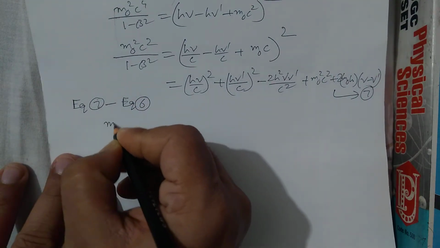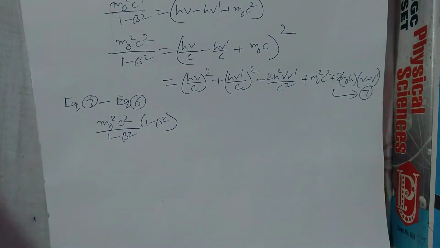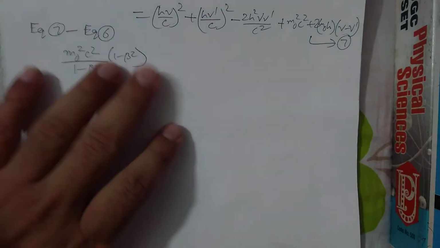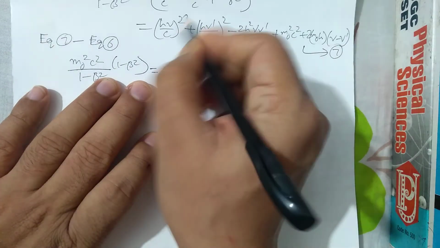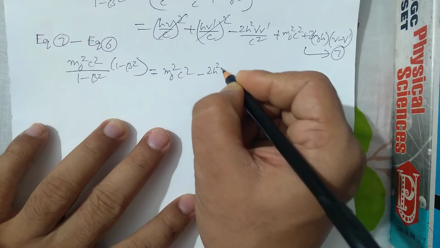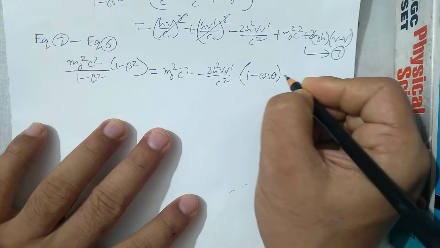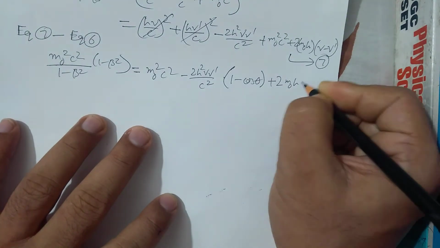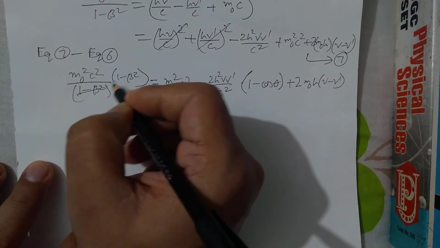If you do, what will come? m naught square c square by 1 minus beta square into 1 minus beta square. That will be equal to, see here also there is h nu by c whole square and h nu prime by c whole square, so those will cancel, and ultimately you will get m naught square c square left, minus 2h square nu into nu prime by c square into 1 minus cos theta, plus 2 m naught h into nu minus nu prime, this thing will remain.